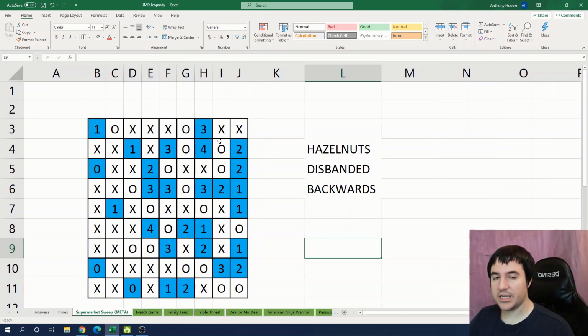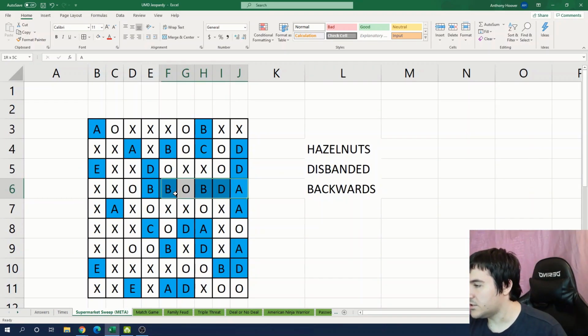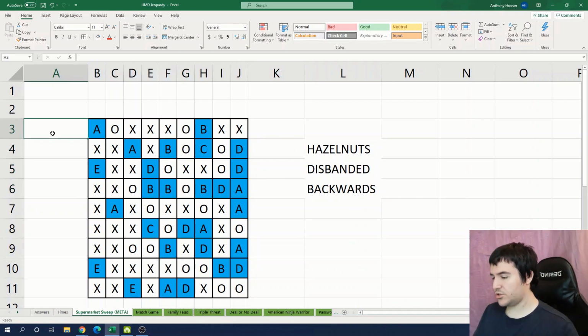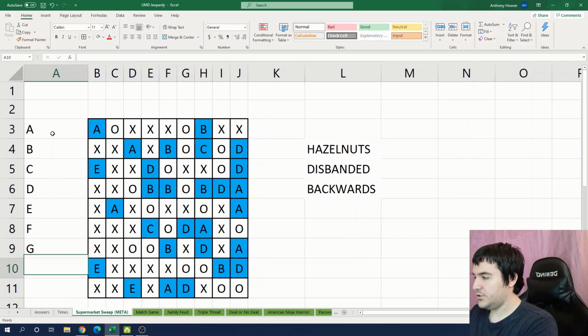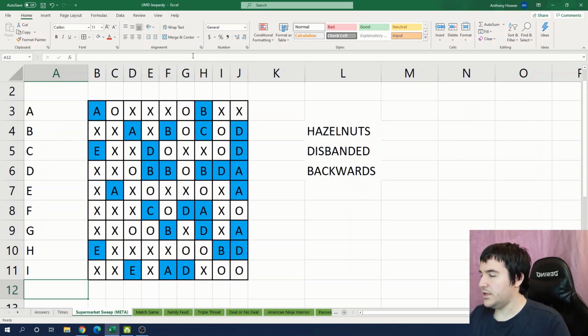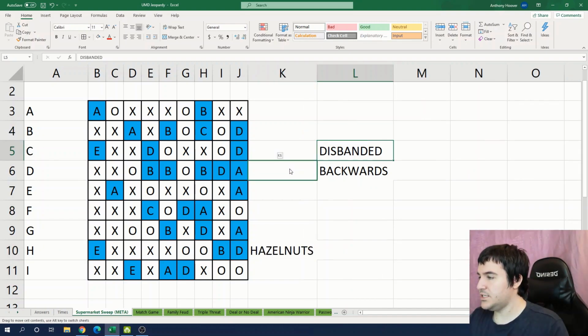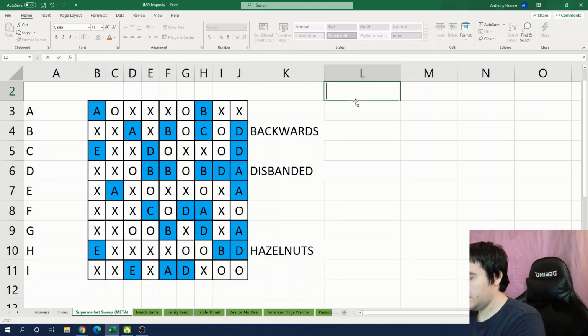And I'm guessing it has to do with matching the A, B, C, and D from the emojis. So maybe it'd be helpful if I actually put those initial letters back in the grid here. Oh, it doesn't look like there's going to be a word for this row. Oh, but now that I look at it, actually, these could just be alphabetical. Like, these rows could just go A, B, C, D, E, F, G, H, I. And so hazelnuts would go in the H row, disbanded goes in the D row, and backwards goes in the B row. That's promising.